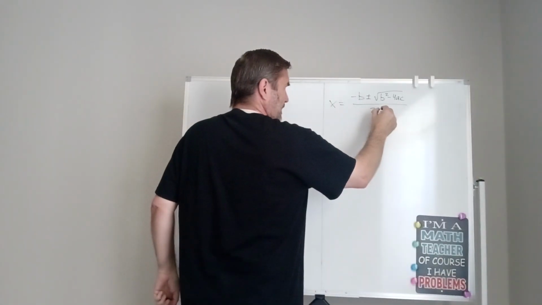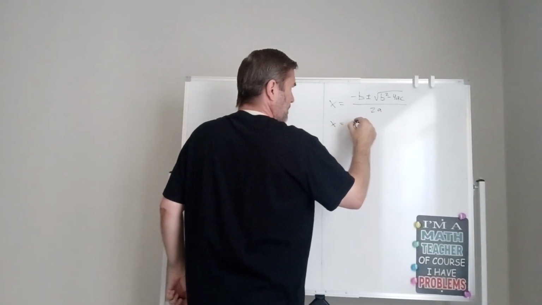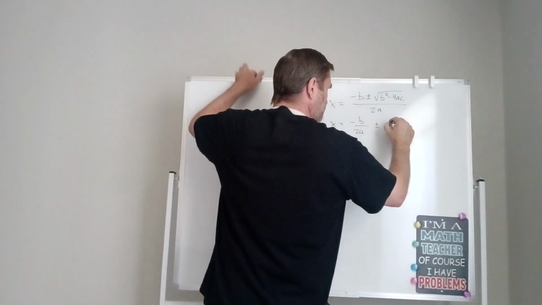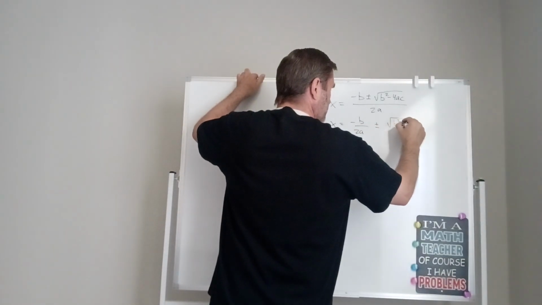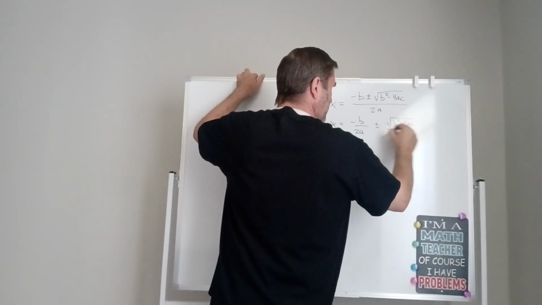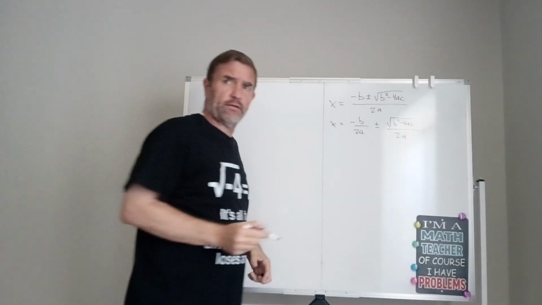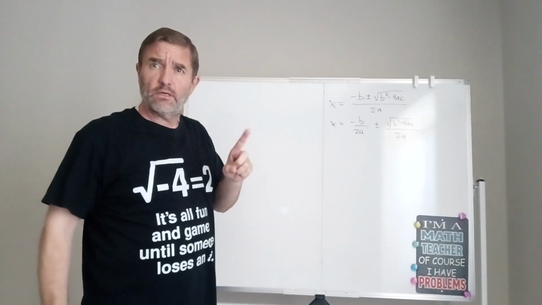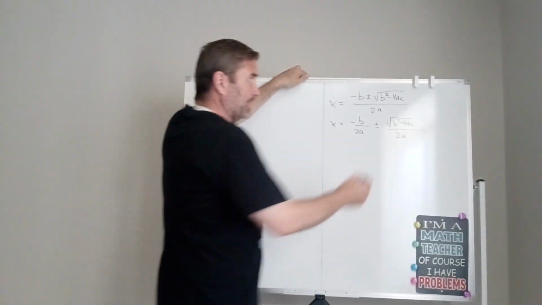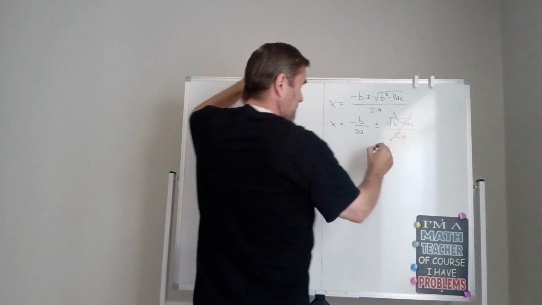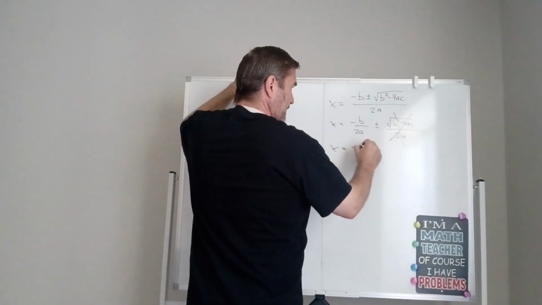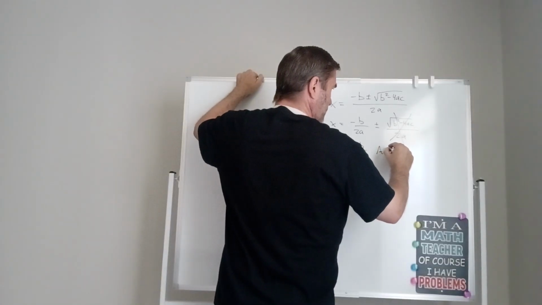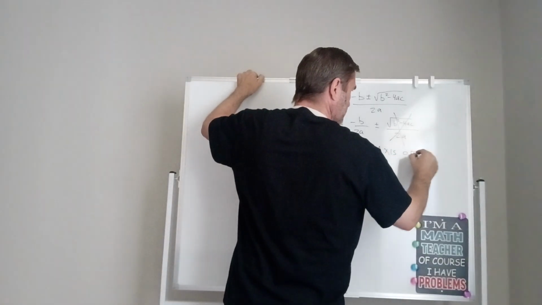Notice that if we were to break this up, we have negative b over 2a plus or minus the square root of b squared minus 4ac over 2a. Now, it's not typical to unadd fractions, but that's exactly what we did here. At the vertex of a parabola, of a quadratic, this part doesn't exist. So what we have is negative b over 2a. This is the equation of your axis of symmetry.